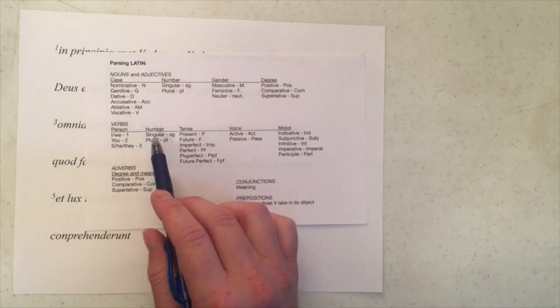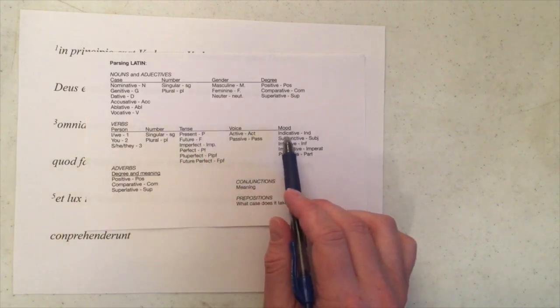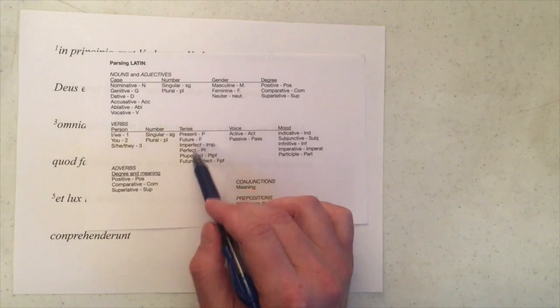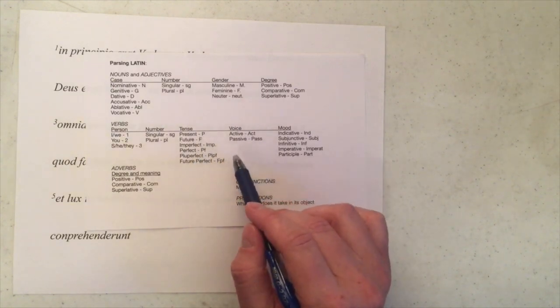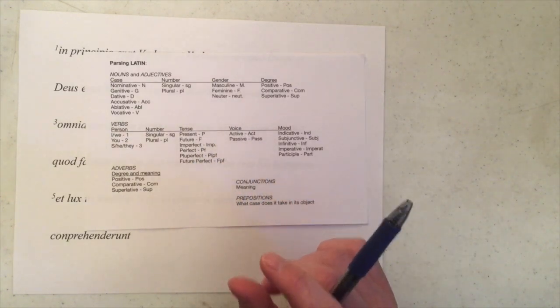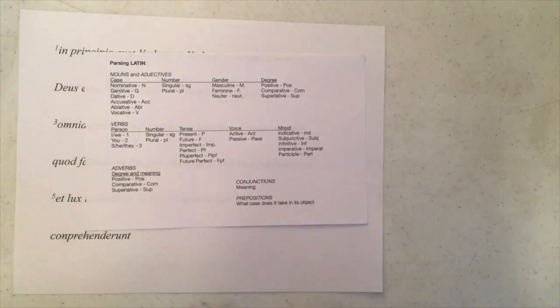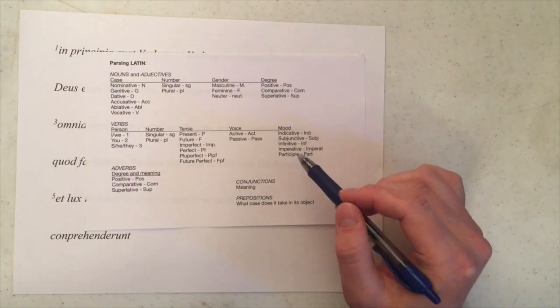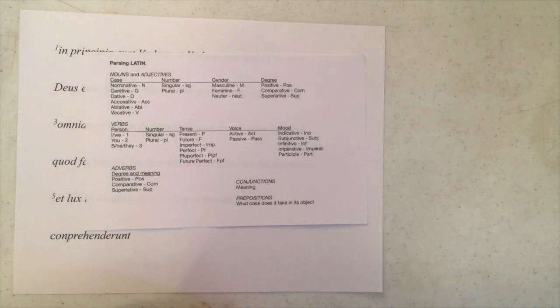Verbs, we're looking for the person, the number, the tense, the voice, and the mood. We have 3 persons, 2 numbers, 6 tenses, only 2 voices. There are very, very few Latin verbs that will appear in the middle voice. And if we come across one and I recognize it, I'll point it out to you. And then we have the moods, indicative, subjunctive, infinitive, imperative, and of course the participle.